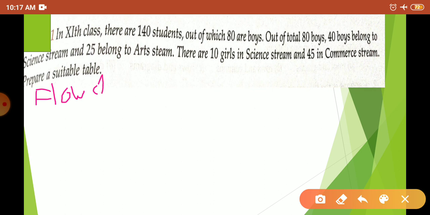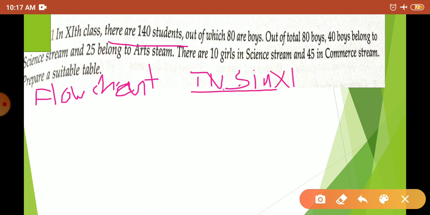My writing is not looking very nice because I am writing with the stylus and it is very tough to write. Okay students, but it is very important to understand how to prepare. So first thing, what is given? Total number of students. So first we write here total number of students in class 11. So this is the main thing. How many students are there?